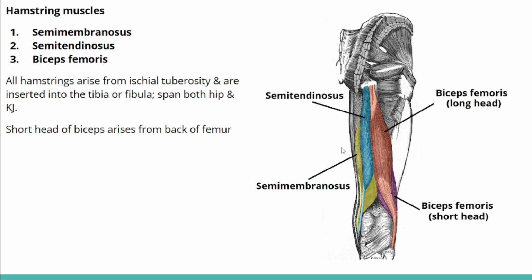So in the hamstring compartment, we have three main muscles: semimembranosus, semitendinosus, and biceps femoris. Biceps femoris has two heads, the long head and the short head. All hamstring muscles originate from the ischial tuberosity, medially and laterally, and are inserted into the tibia and the fibula. These muscles span both the hip joint and the knee joint. The short head of biceps femoris originates from the back of the femur. We'll talk about these three muscles individually so you can have a good idea.